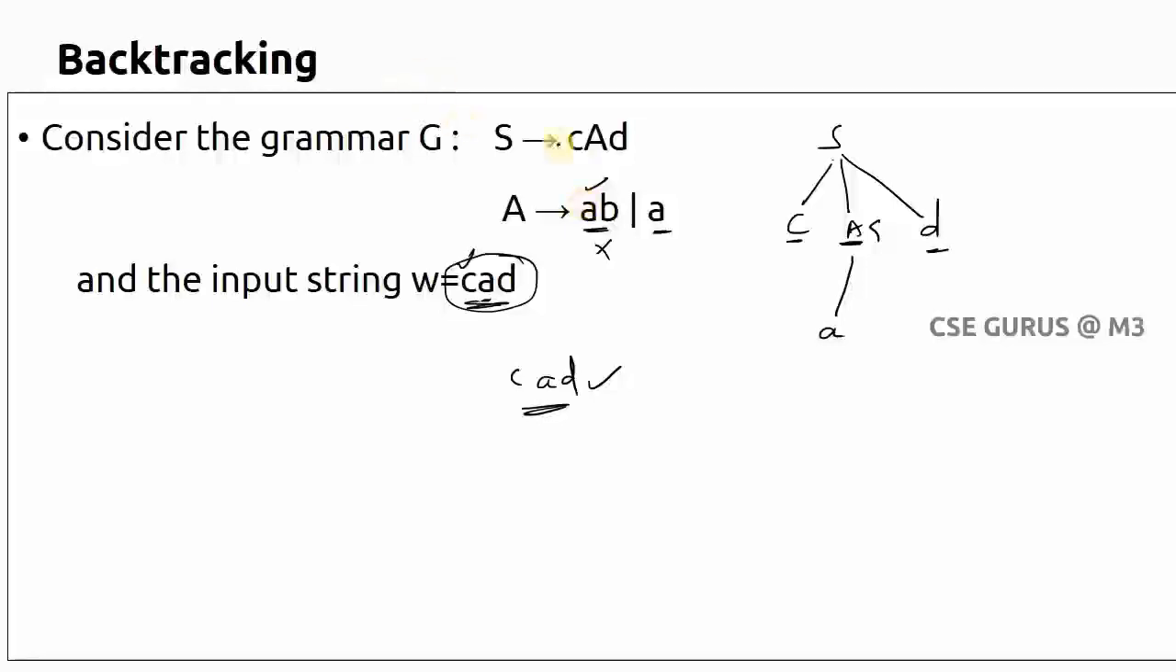Why? Because let us suppose here we have S tends to CAD as the one production we have. What if I have so many options? Like let us suppose S tends to A, something like B, something like AB, something like AC. Like this we have A tends to something like A, AC, and of course BA. Like this if I have.